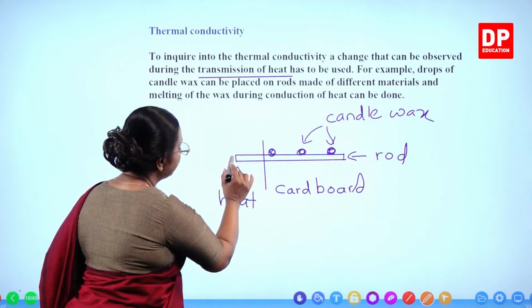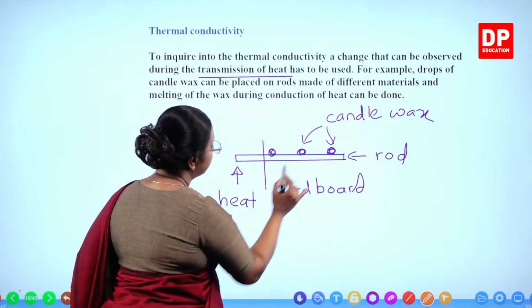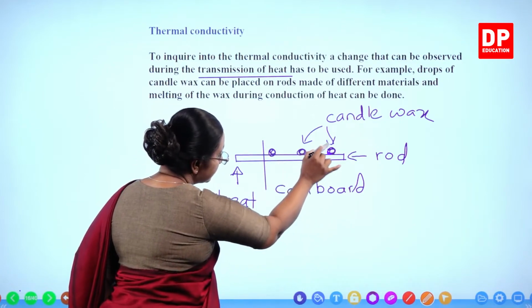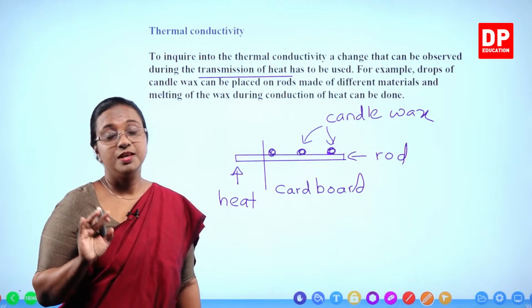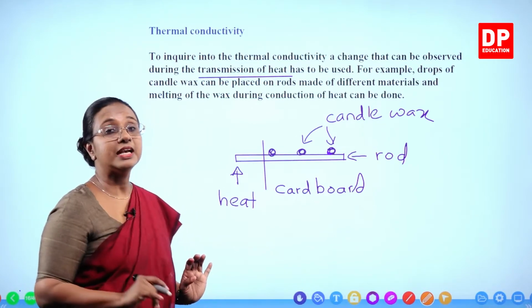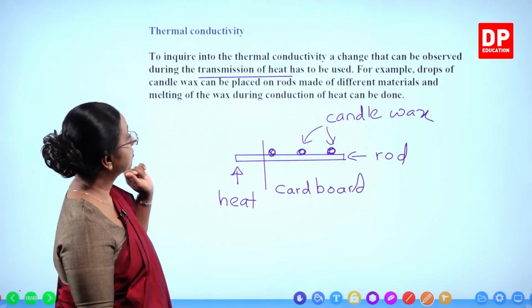So heat is given here. Heat will be transferred through the rod. If it is transferred, you will see these drops of candle wax melting and falling off. Then you can be sure that they conduct heat. So they show thermal conductivity. So that is what you have to do.